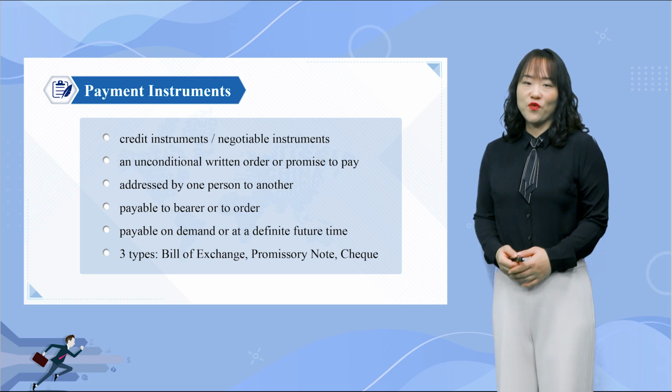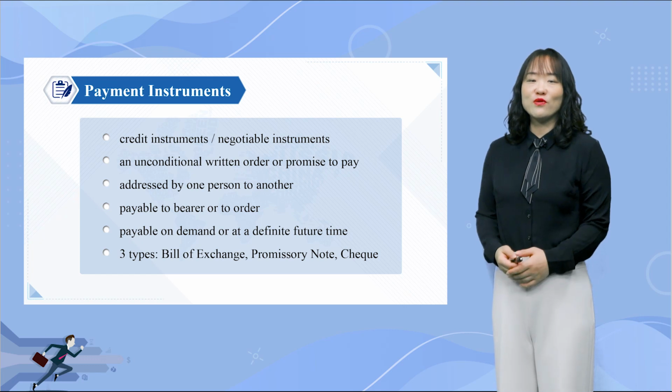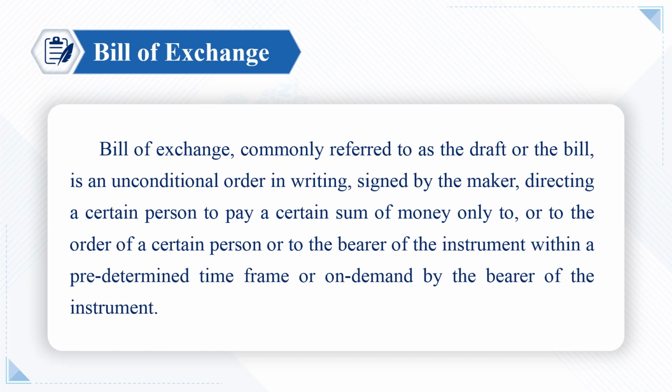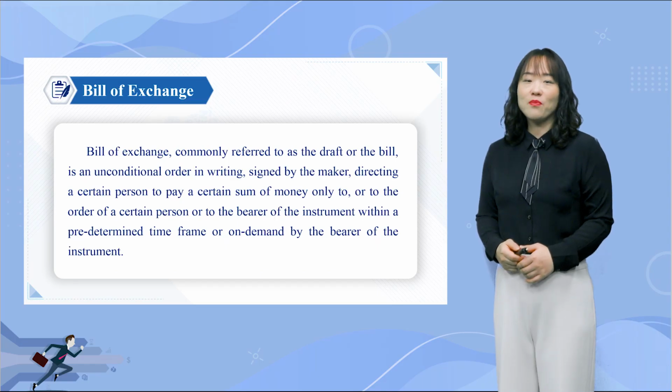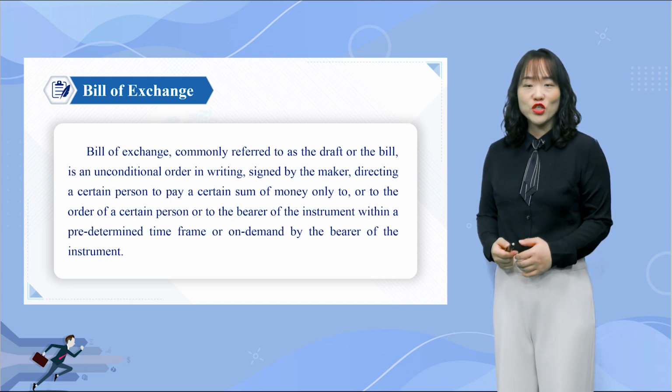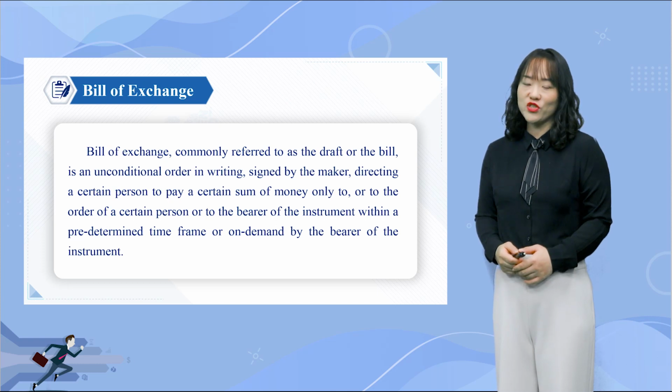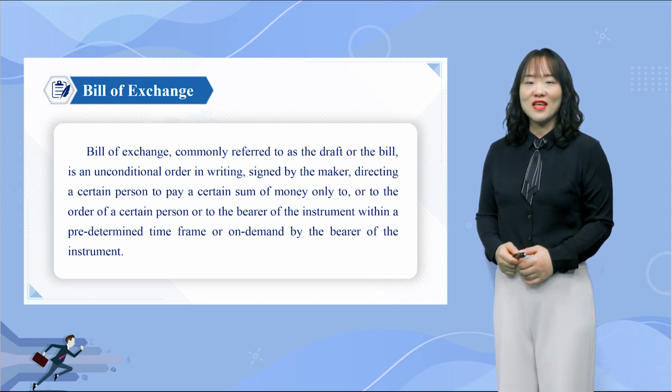Major instruments used for making international payments are bill of exchange, promissory note, and check. The bill of exchange, commonly referred to as the draft or the bill, is an unconditional order in writing, signed by the maker, directing a certain person to pay a certain sum of money only to a certain person, or to the order of a certain person, or to the bearer of the instrument within a predetermined time frame or on demand by the bearer of the instrument.